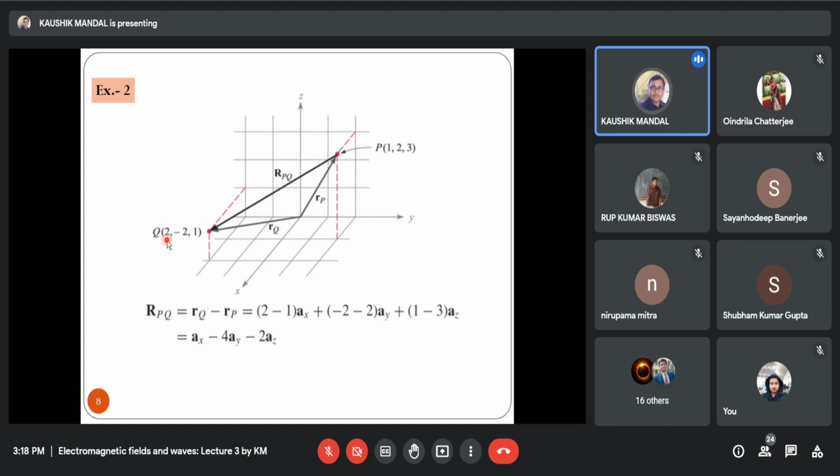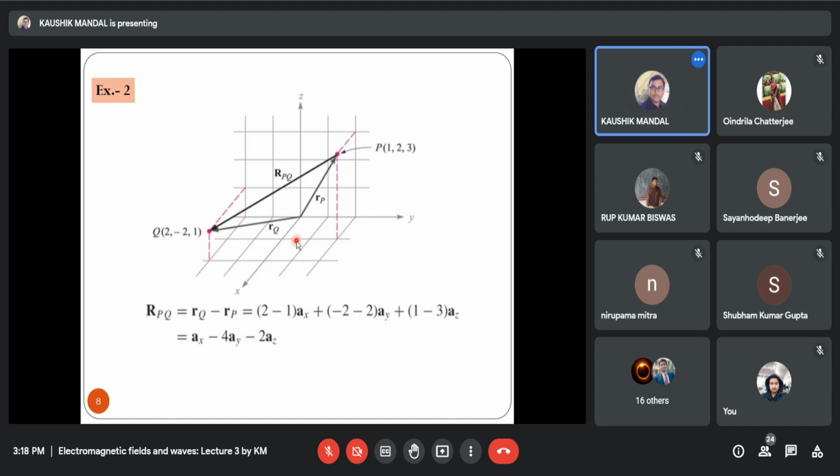Similarly, it is representing the point 2, minus 2, 1. Along the x-axis it is 2: 1, 2. Then along the y-axis it is minus 2: minus 1, minus 2. So that is the point. And along the z-axis it is 1.